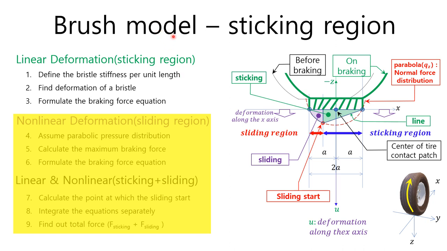As the first step, let's look at the sticking region. In the radially deformed sticking region, the amount of tire deformation increases linearly as shown in the figure according to the longitudinal slip kappa t without sliding. In the brush model, the bristle base is attached to the tire side and there is no relative displacement between the bristles along the x-axis, but the bristle head in contact with the road surface has a relative displacement parallel to the x-axis, and the bristle head deforms linearly.